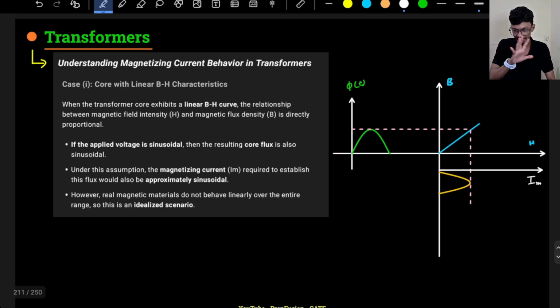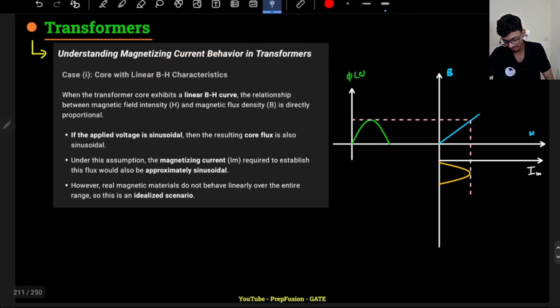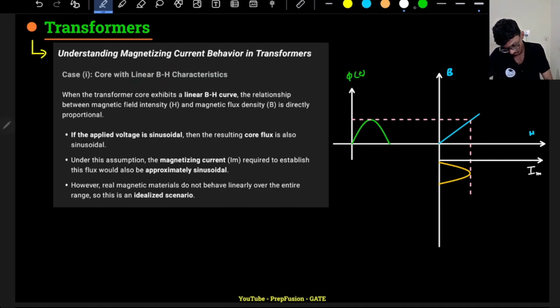So let's start with the first case. In the first case, mainly we will discuss the magnetizing current. Just keep in mind whatever I am discussing; everything else no need to study. Case 1: core with linear BH characteristics. If I have a core with linear BH characteristics, that means if I increase B, H also will increase in the same proportion. So my phi t is this value.